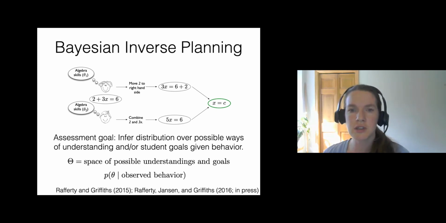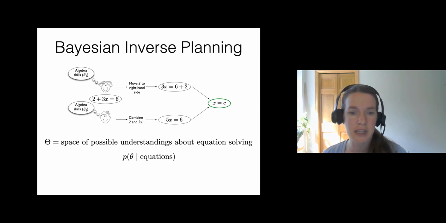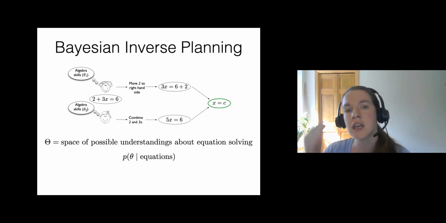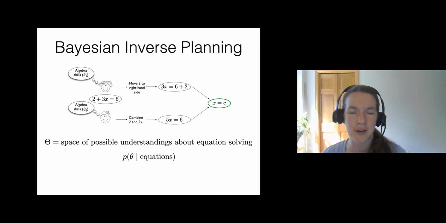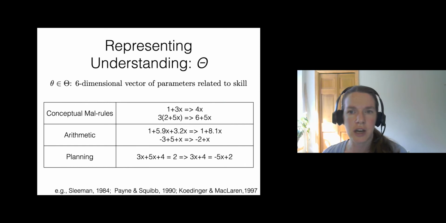So I'm going to use as a running example through these first couple sections equation solving. If we want to apply Bayesian inverse planning to equation solving, we'll need to specify a space of possible understandings about equation solving specifically, and then we'll be finding a posterior distribution over theta given the equations that the student writes down as she's solving a particular equation. To specify that space of possible understandings, we turn to existing literature about algebraic equation solving. I wouldn't claim that this is the most perfect representation of algebraic equation solving skills. Instead, this is one that seemed to work pretty well for the kinds of misunderstandings that we wanted to infer, and will serve as a guiding example.